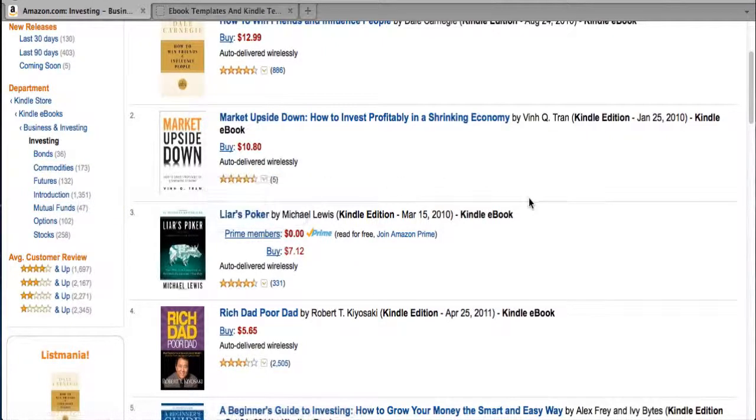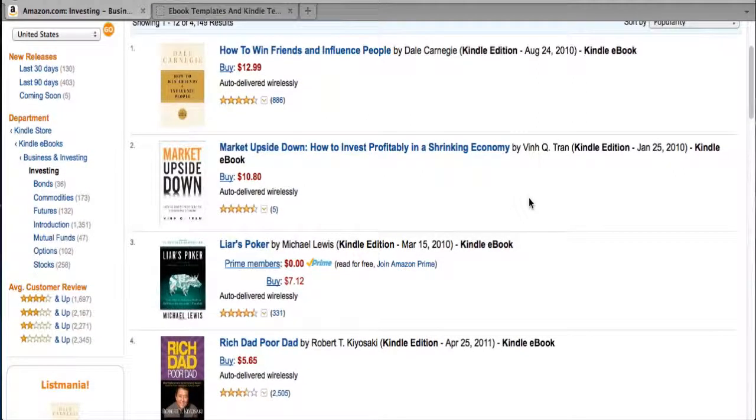So there's a lot of other things you can do and a lot of other ways you can set your books up. And we'll be doing future videos on keywords and tagging. But those are a couple strategies for how to choose the best categories that help you sell the most ebooks on the Kindle.